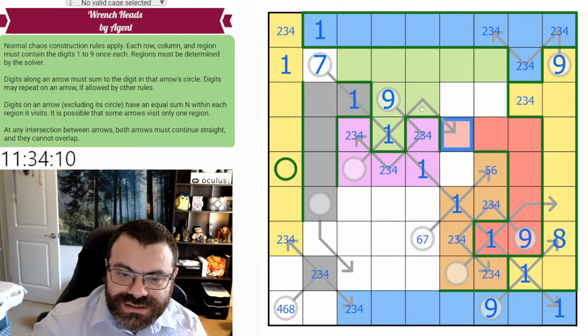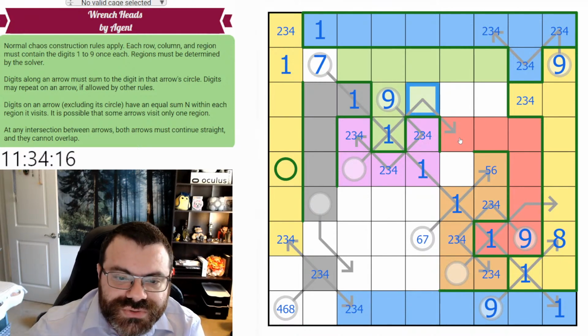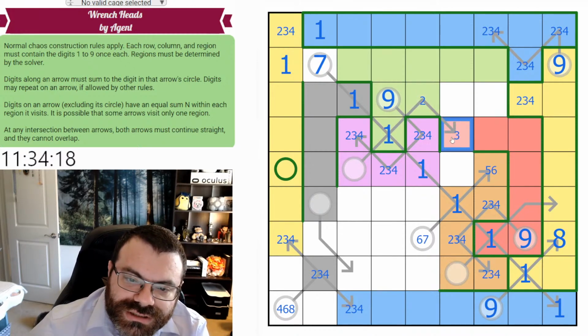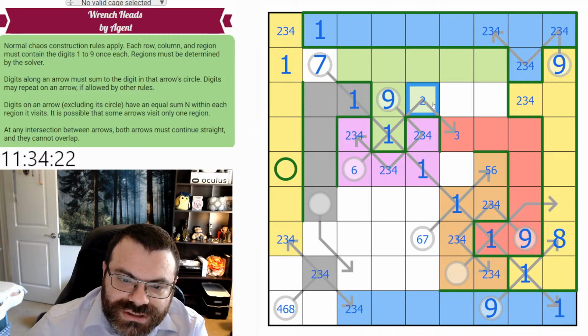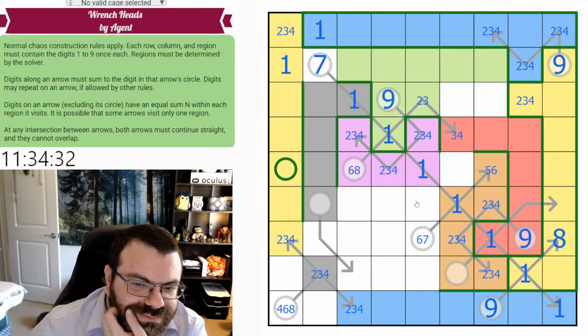But if this is red, how does that affect this arrow? So these 2 are consecutive digits. So we could do 2, 3, and that would add to 6 here. I think that's possible. We could do 3, 4, and that would add to 8 here. We can't do 4, 5.